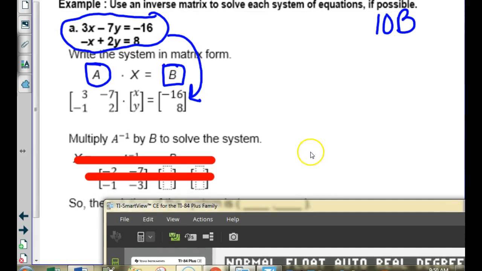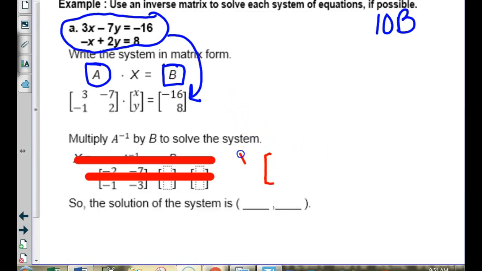-24. What was it, guys? -24 and... Okay, and that was this matrix we solved for, so it's X and Y, so the answer is just -24, -8.